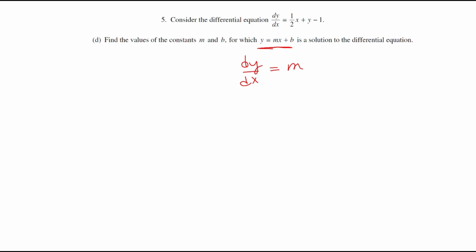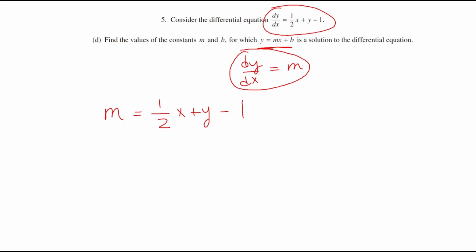And therefore, m should be equal to our other dy dx, which is 1/2 x plus y minus 1. Right? So I'm just setting my two different versions of dy dx equal to each other. And since I also know that y is equal to mx plus b, I can now replace this y with mx plus b and get m is equal to 1/2 x plus mx plus b minus 1.